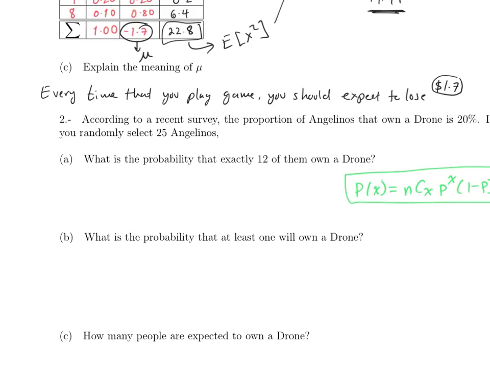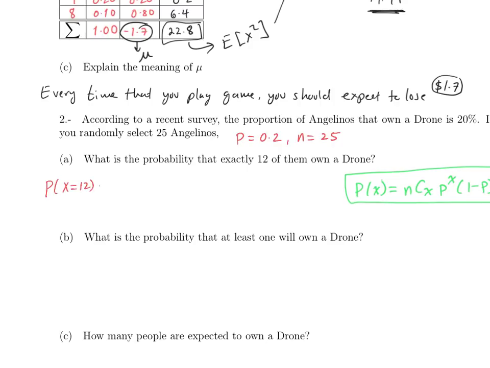Let's move to question number 2. Question 2 is a binomial question, even though it doesn't say that, because if you are an Angeleno, you either own a drone or you don't. You only had two choices. Here, the success probability is 20%, and the sample is 25. I have the formula on the right side, in green, and part A is asking you what's the probability that exactly 12 of n own a drone.